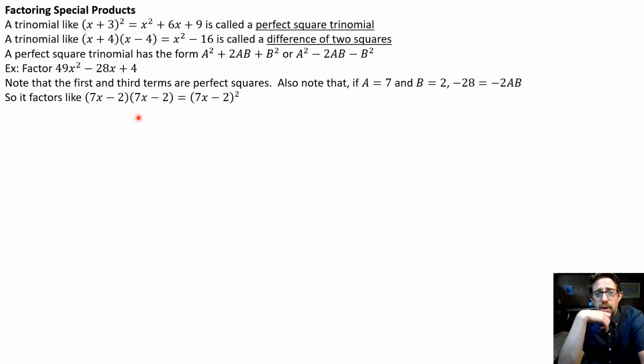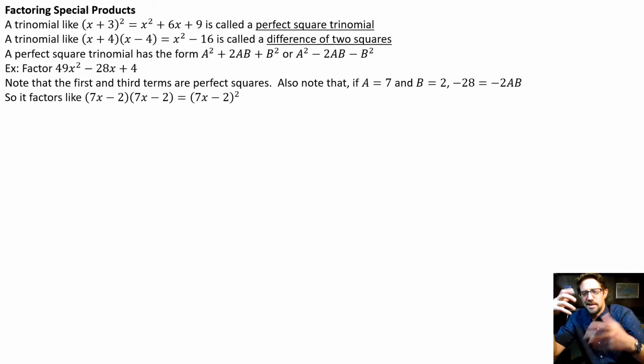If you were to FOIL this out, you'd have 49x squared minus 14x minus another 14x, which is where this negative 28x came from, and then plus 4, because it's negative 2 times negative 2. Now, I like to write it more concisely as 7x minus 2 squared. If you didn't do that, I wouldn't mark it wrong, but since we're learning it, concise is good in math, so it's nice to leave the answer as 7x minus 2 squared.